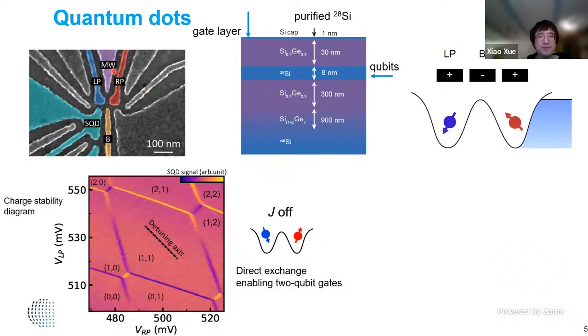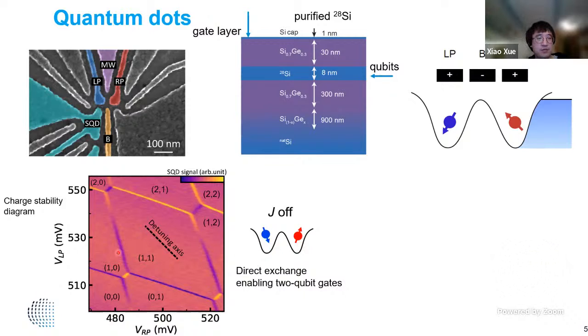So if you sweep the voltages on the LP and RP gates, for example, here you change them in this range, with LP on the y-axis, you can obtain such a figure, such a diagram, which we call a charge stability diagram, and you see a lot of lines here. You can understand them easily as phase transitions. Basically, that means the number of electrons, indicated by the numbers in the brackets here, we can change the number of electrons in the double dot.